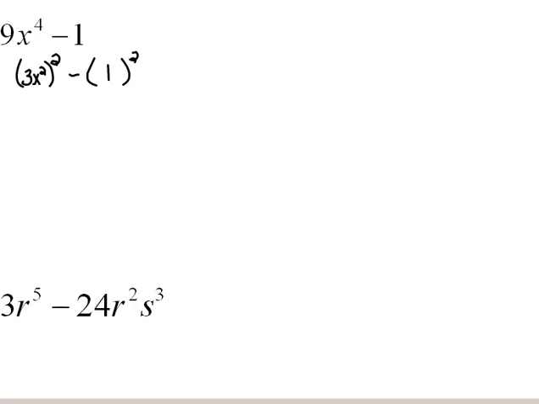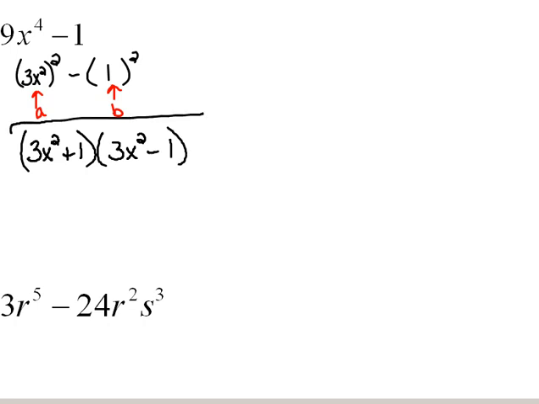So remember back from our difference of 2 squares we did before, this 3x squared becomes our a term, and the 1 becomes the b term. Then remember your factoring formula said that we take a plus b times a minus b. And that is the way that this would factor.